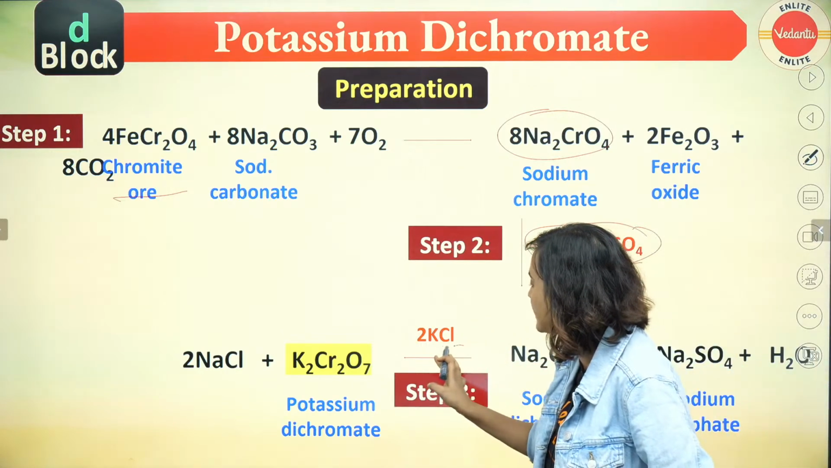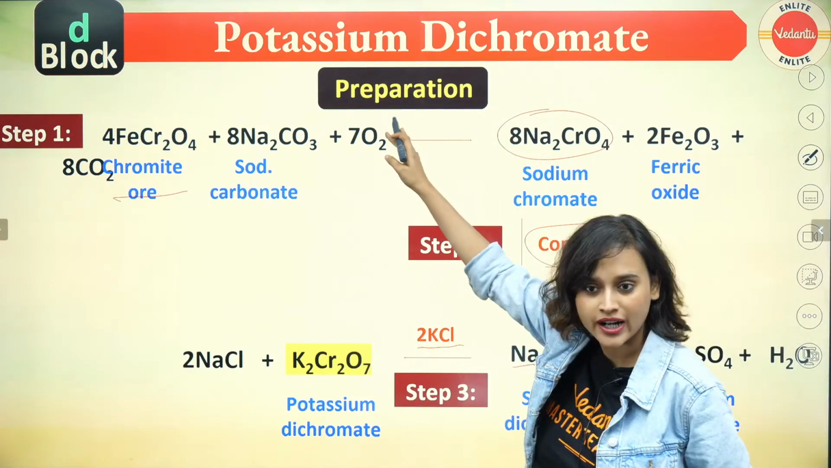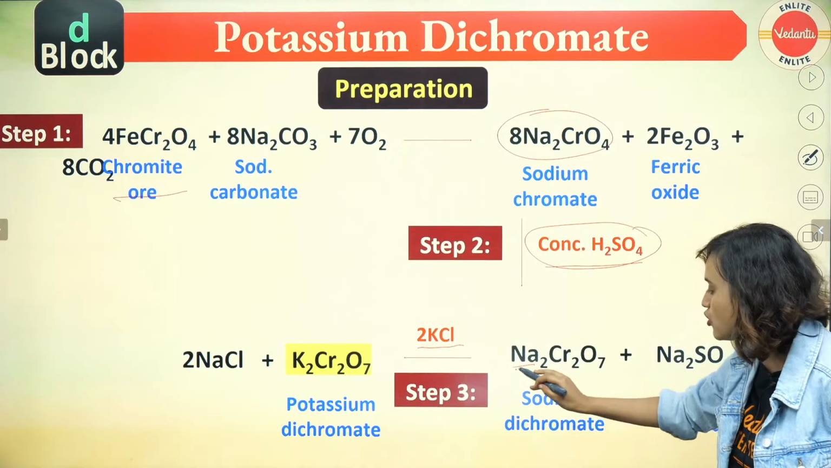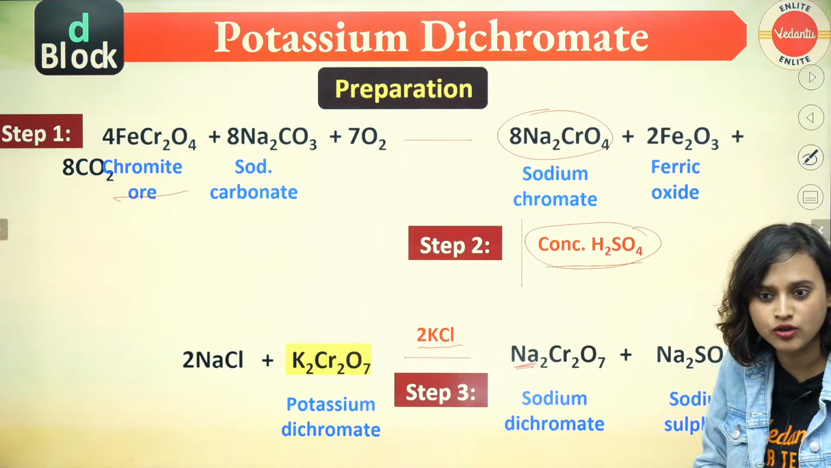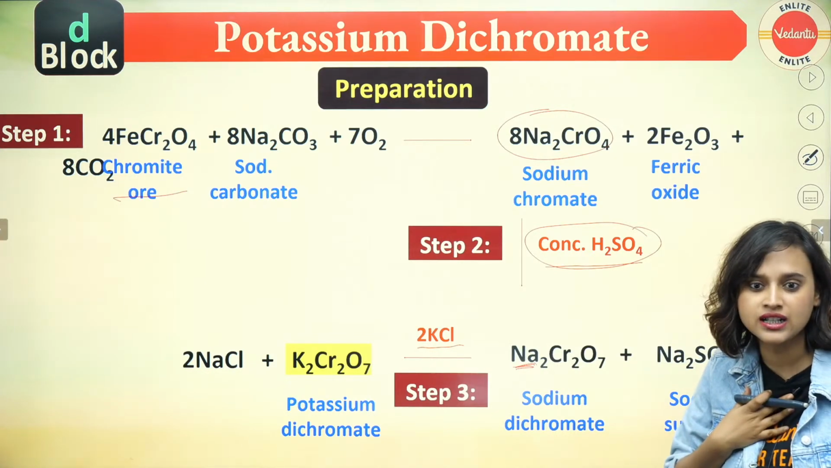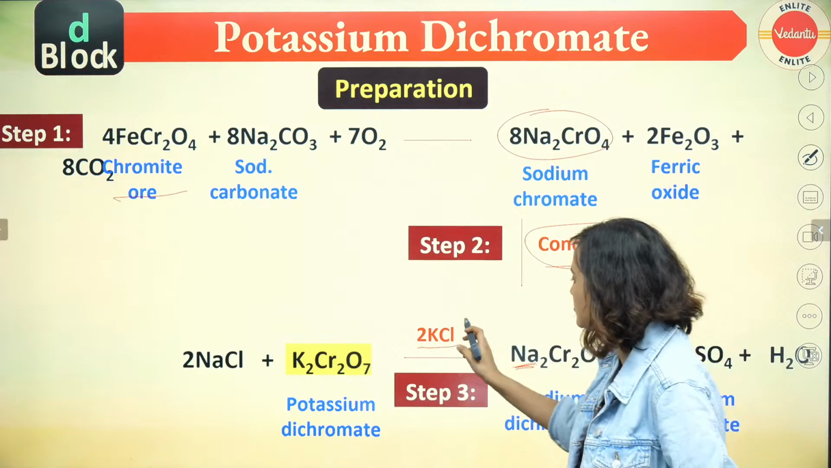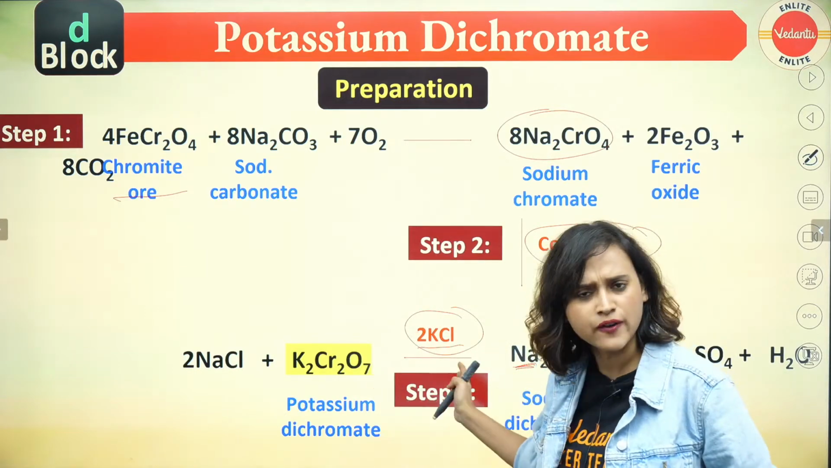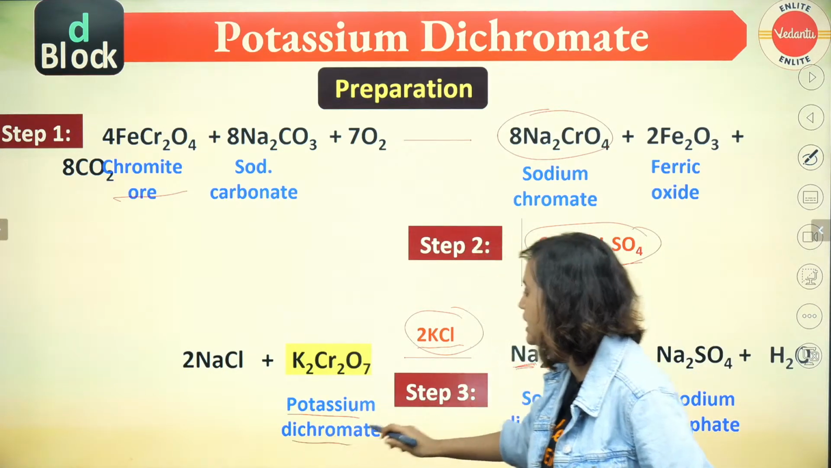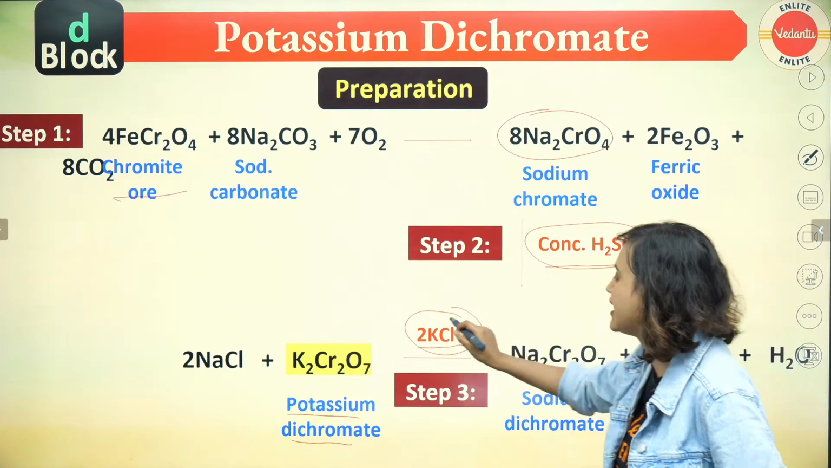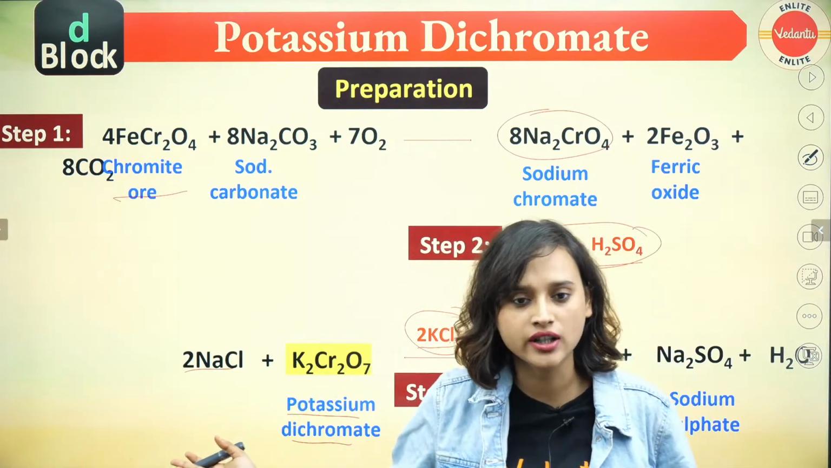And the moment you add KCl here, because till now you have sodium dichromate. But what do you need? You need potassium dichromate, isn't it? Our expectation is that we want potassium dichromate. So we need something that has potassium in it. Potassium chloride, KCl, looks like the perfect thing for us. So we treat it with KCl and we get potassium dichromate, and the Na will react with chlorine and give you salt. That's it. Easy preparation.